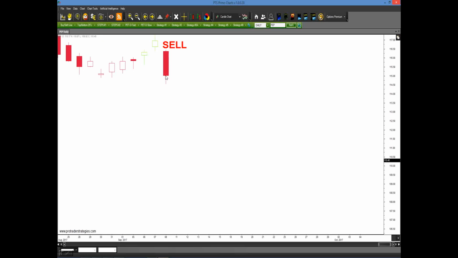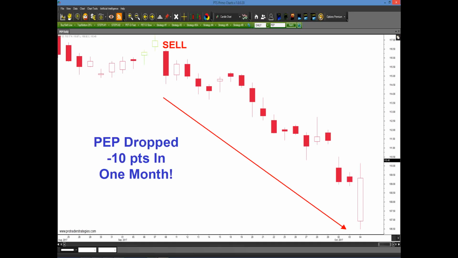All right. Now, do we know how low this will go? Absolutely not. That's why we furnish you with different exit plans in the courses. If you want to get in and out quickly, if you want to move your stop to unchanged, if you want to squeeze as much profit as possible, it's up to you, because we have no idea how low it'll go or for how long. But in this case, if you had sold here, well, Pepsi dropped 10 points in 1 month. You could have taken full advantage of 10 quick points to the downside.